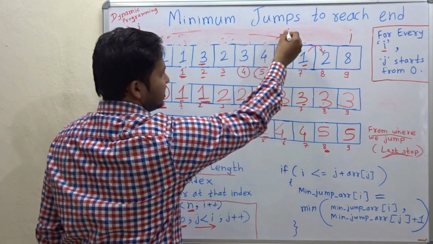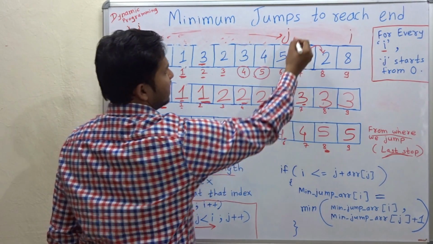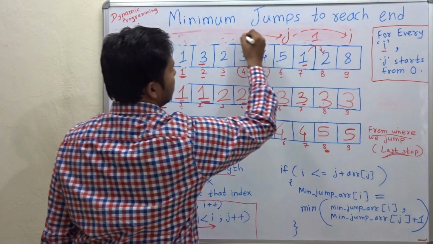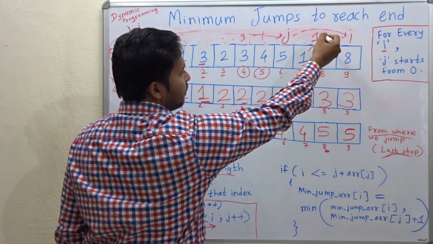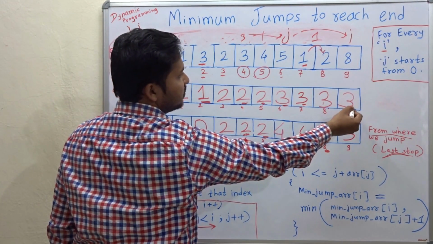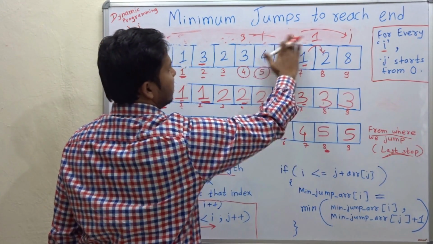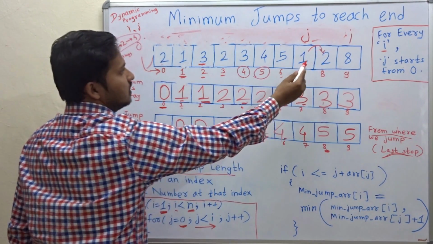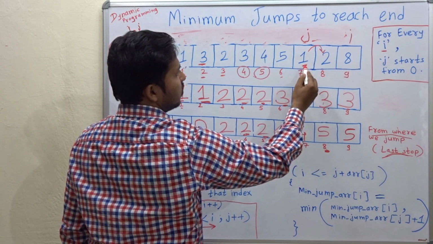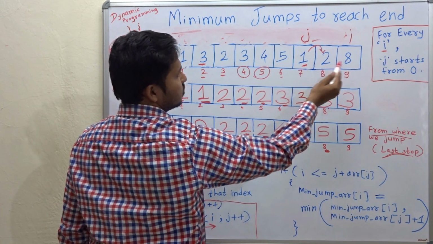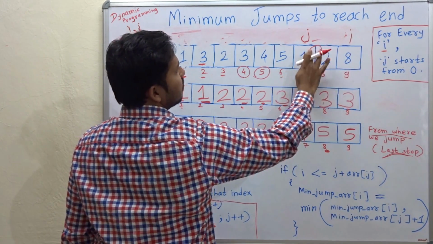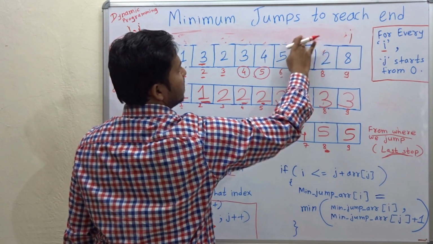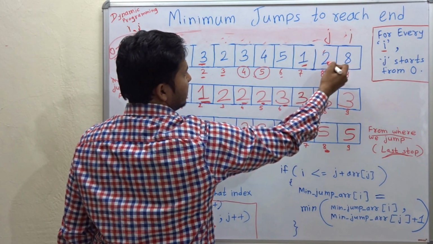To reach the jth index, 3 jumps are needed, and from j to I, 1 jump. So 3 plus 1 is 4, but 4 is greater than 3. So we keep 3 as it is and we increment j. Now check, it is not in range because the value is 1. So I is not in range of j. So we increment j. Yes, it is in range.